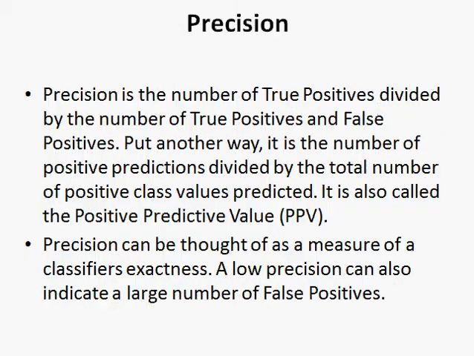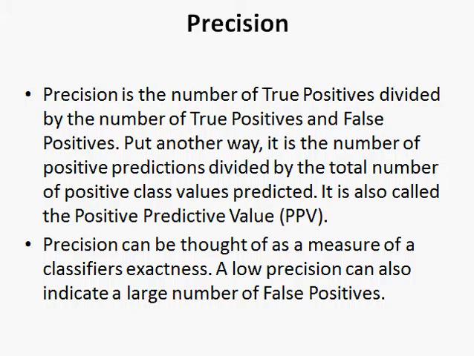And in this case we have three measurements: precision, recall, and F1 value, which is the F1 score, which combines precision and recall. So let's have a look at what these mean.